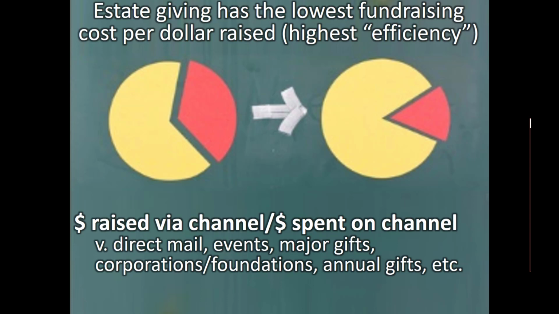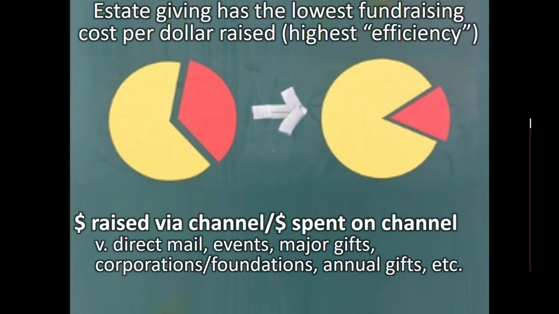Now, in many organizations, we reverse that. For example, events tend to have the highest fundraising cost per dollar raised. That is the lowest efficiency, especially if you actually count the time of paid employees for such events. So we have this challenge where we've got different fundraising types of behavior, and yet we have this outlier in estate giving that is dramatically more efficient. It has the lowest fundraising cost per dollar raised.